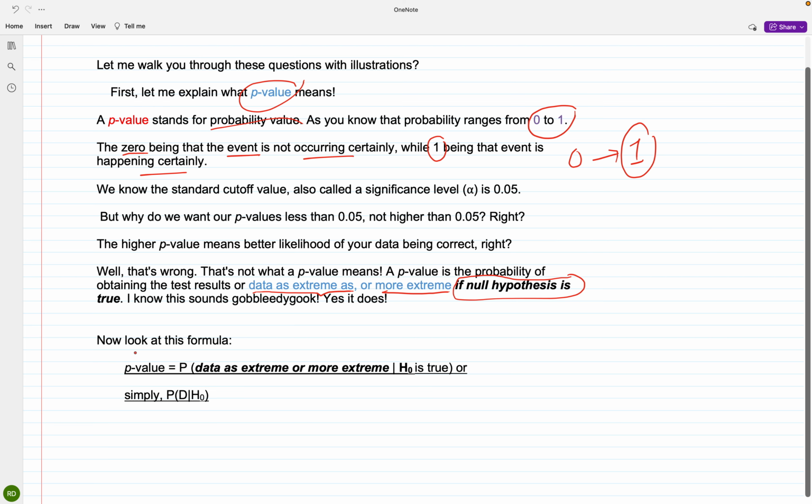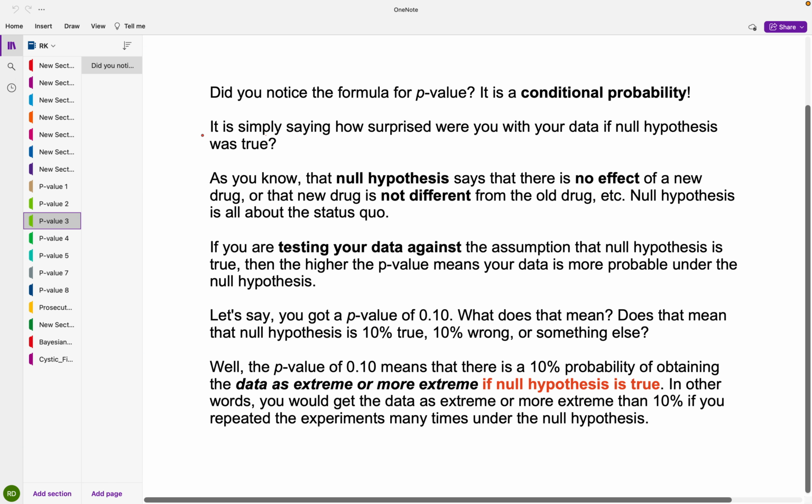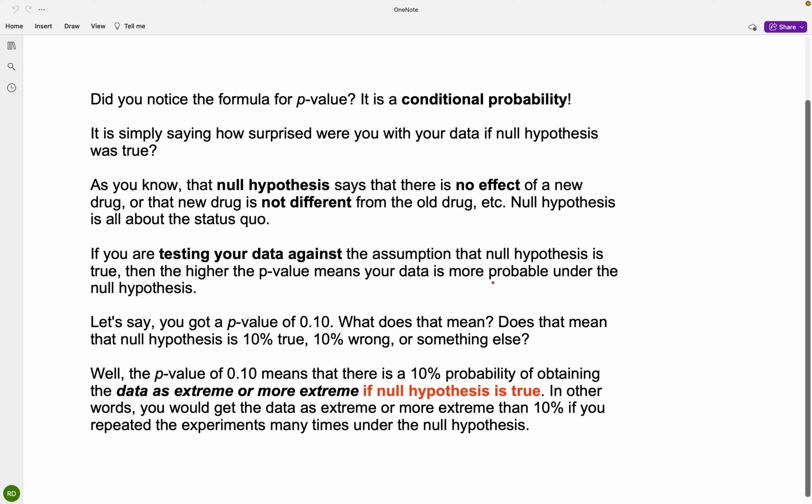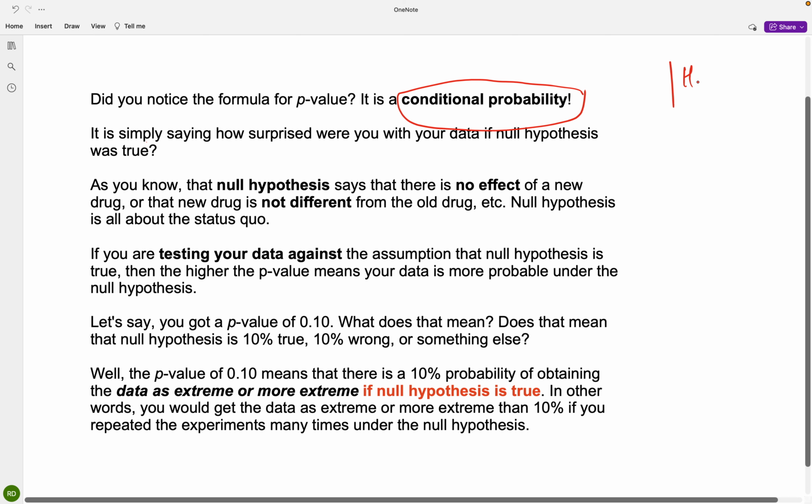So this is the formula for p-value, or just the schematic formula. p-value equals the probability of data as extreme or more extreme, given, this vertical bar says given, the null hypothesis is true. What does that mean? You must have noticed that it is a conditional probability. Whenever you say given and use the vertical bar, the null hypothesis is true, that means you already assumed the null hypothesis is true and are then trying to find whether the data you got fits. So p-value is simply saying how surprised you are with your data if the null hypothesis was true.